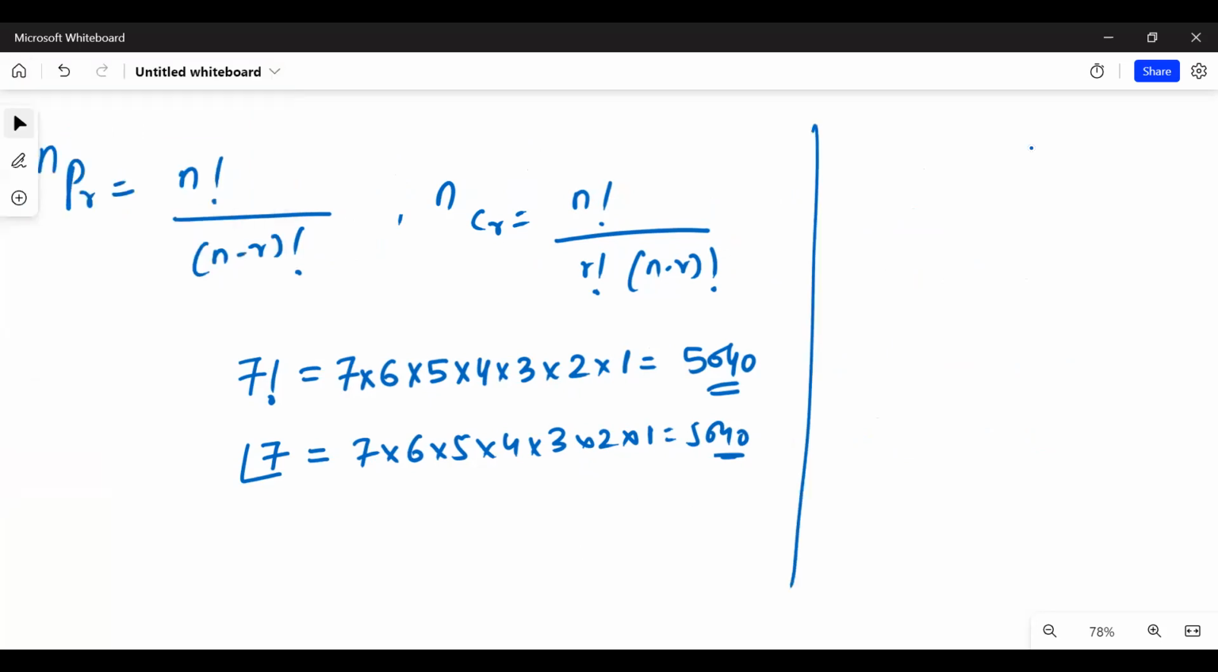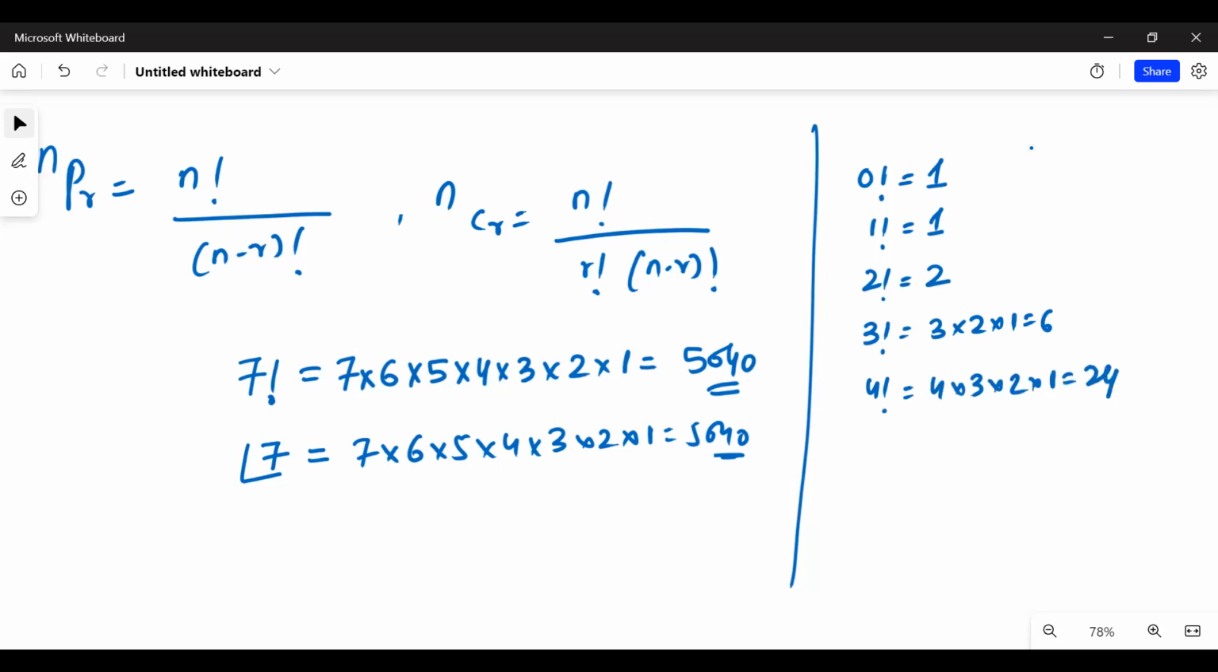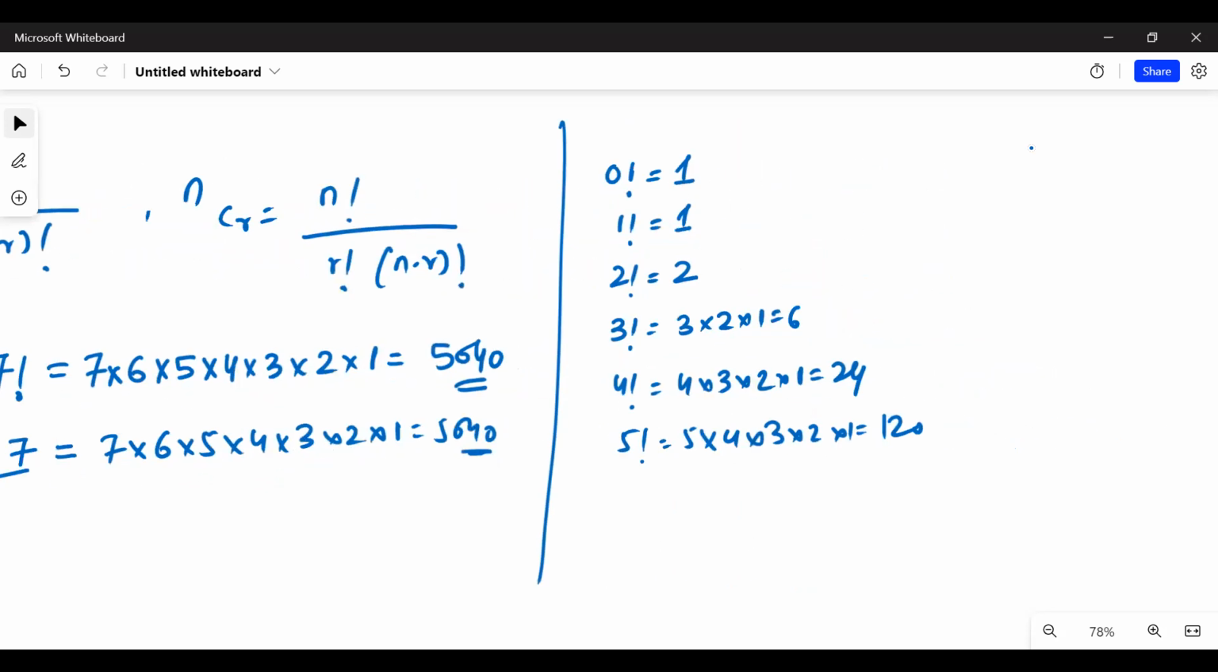Just for your knowledge, please remember 0 factorial is 1, 1 factorial is 1. You should remember 2 factorial is 2 into 1, which is 2; 3 factorial is 3 into 2 into 1, which is 6; 4 factorial is 4 into 3 into 2 into 1, that is 24. 5 factorial is 5 into 4 into 3 into 2 into 1, which is 120. This you have to remember. Don't use a calculator when it comes in the exam.